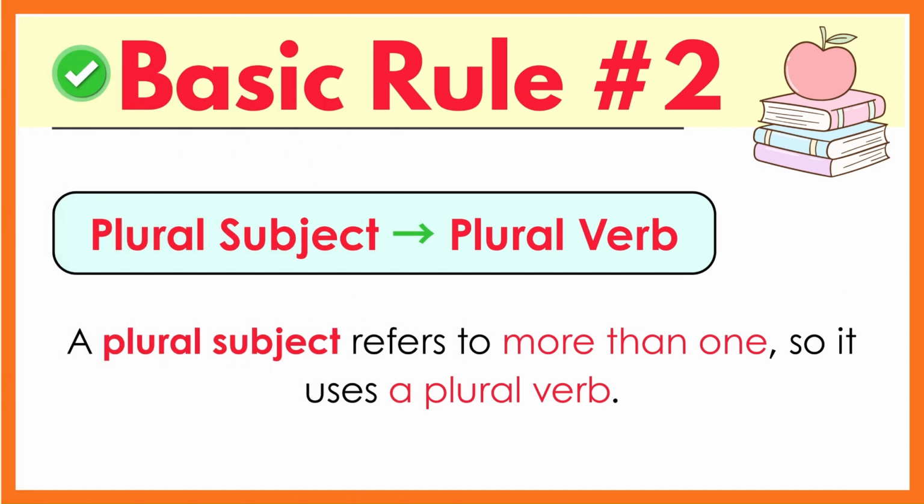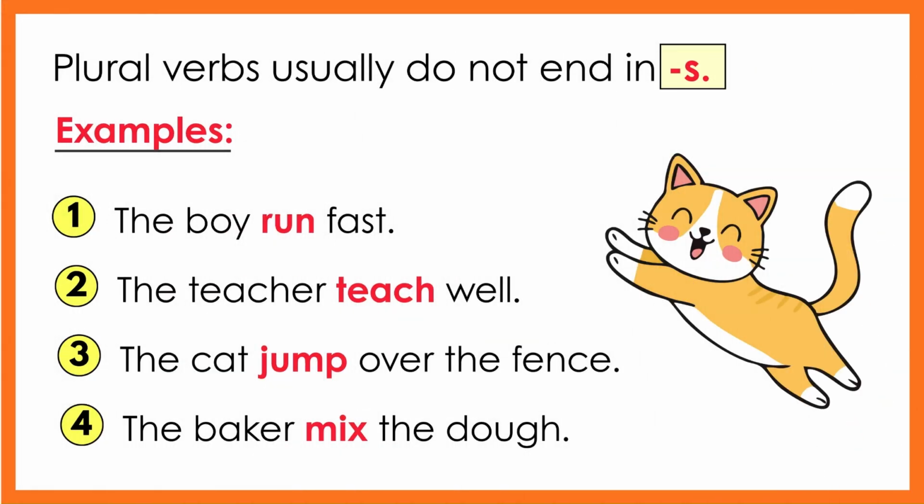The basic rule number 2. Plural subject takes plural verb. A plural subject refers to more than one, so it uses a plural verb. Plural verbs usually do not end in s.